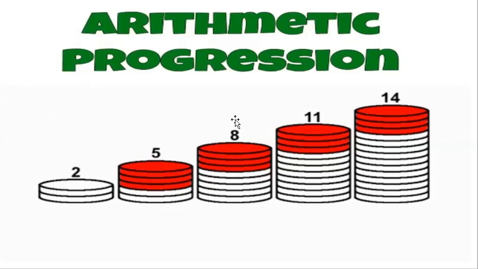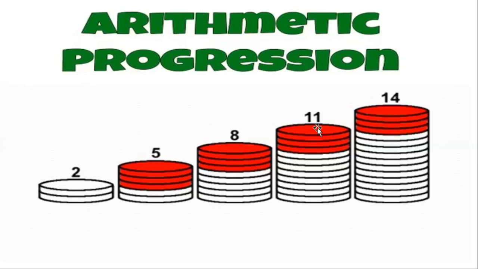3 coins again are added and it becomes 8. In the fourth row, again, 3 coins are added and it becomes 11. In the fifth row, again, how many coins are added? Yes, very good. 3 coins are added and it becomes 14. Subsequently, in each row, 3 coins are added.